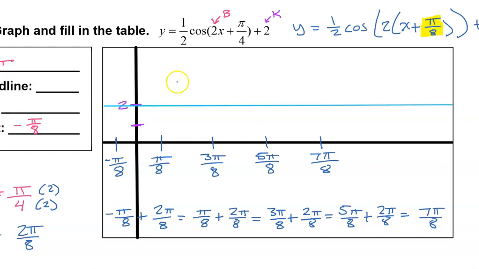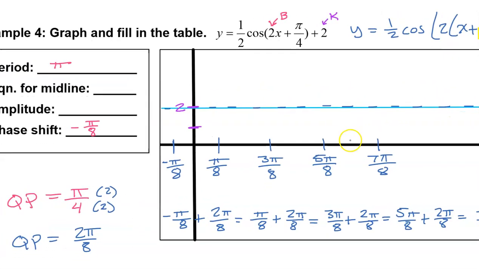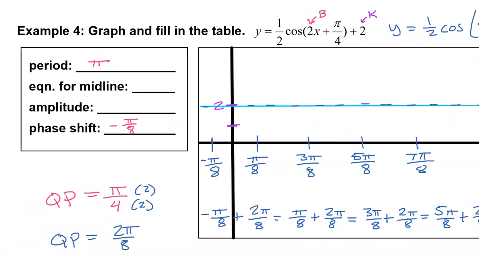We are supposed to draw this as a dotted line. So let's go ahead and just put some dots on here. All right, that's the new midline. That is one of the things we are supposed to record. So the midline is y equals 2.